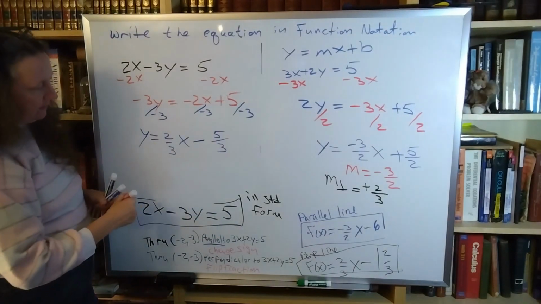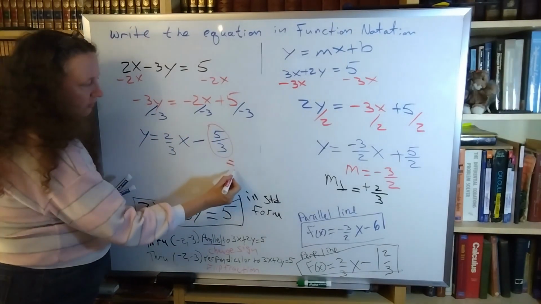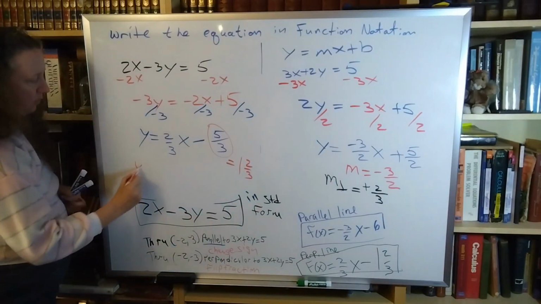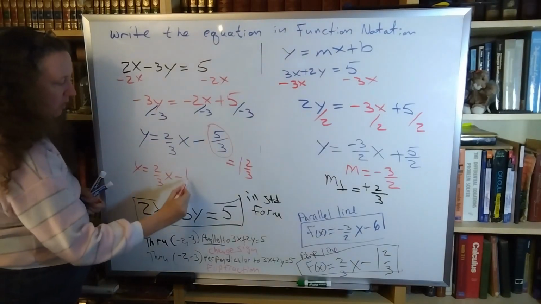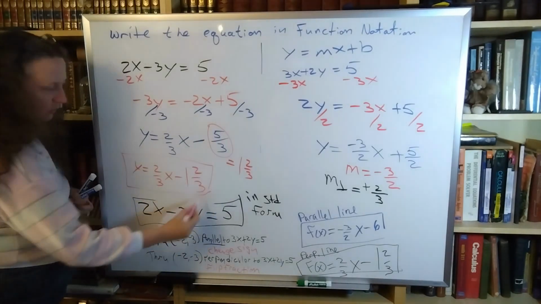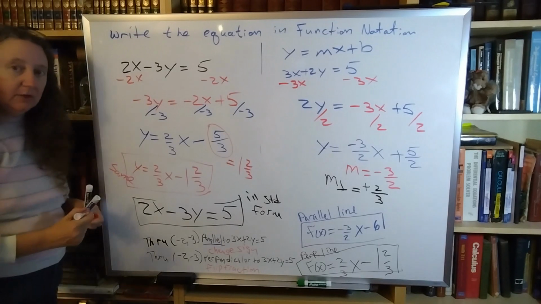Comparing that to there, I see the 5/3 is equal to 1 and 2/3. So this is y equals 2/3 x minus 1 and 2/3, which is the same as I had the other way down there.